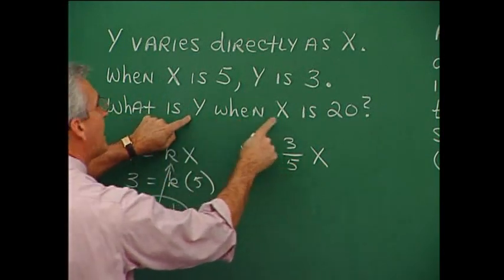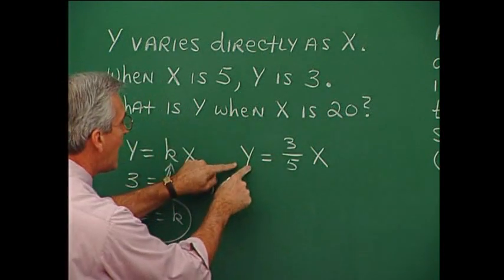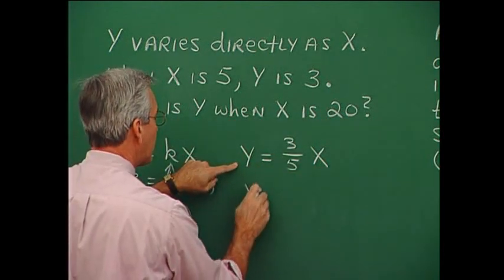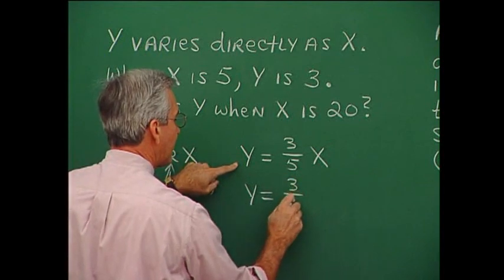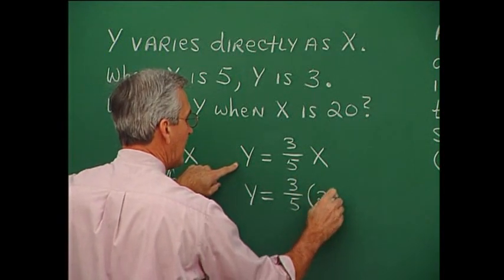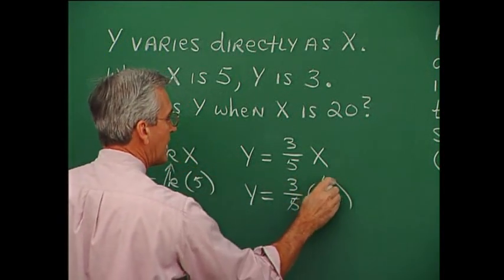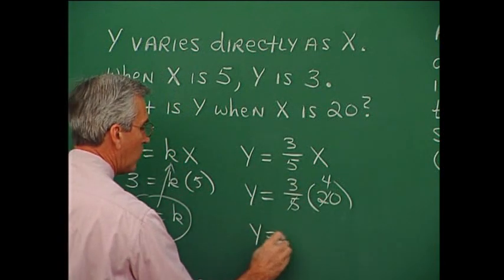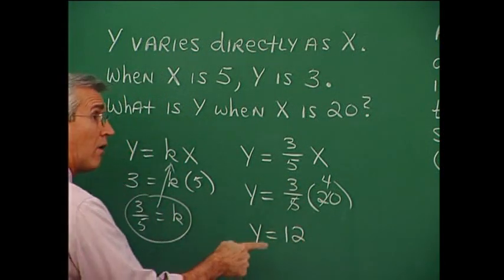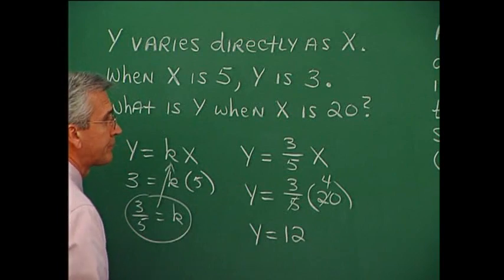What is y when x is 20? Well, with this relationship, we can certainly figure that out. When x is 20, we get a cancellation here. 3 times 4, y is 12. So y is 12 when x is 20.